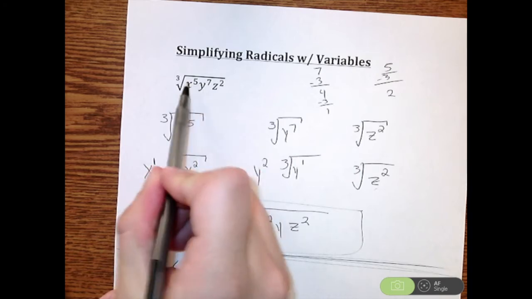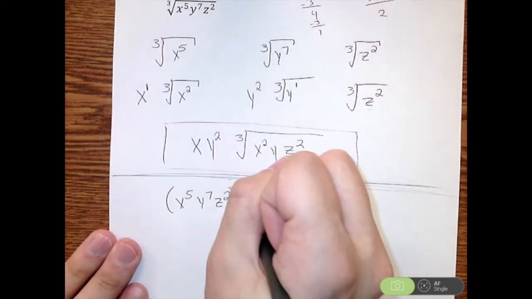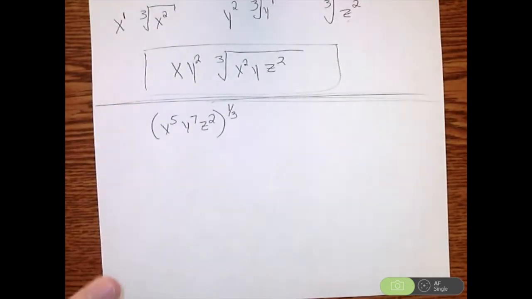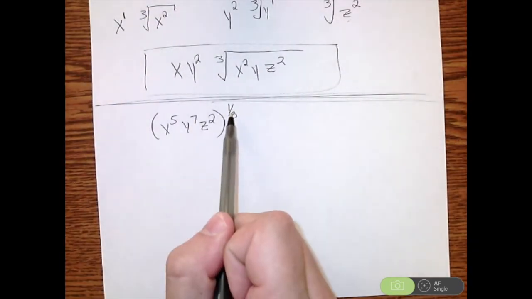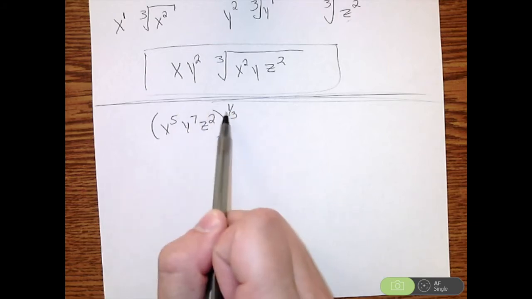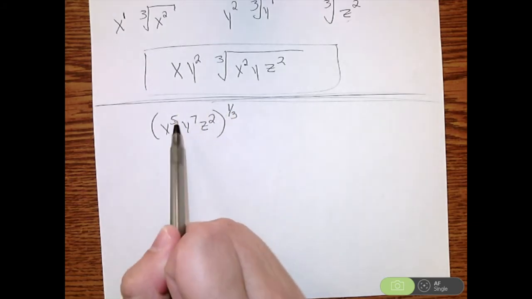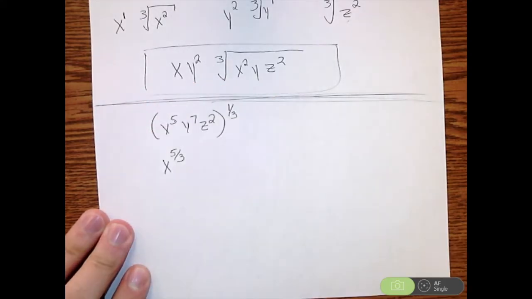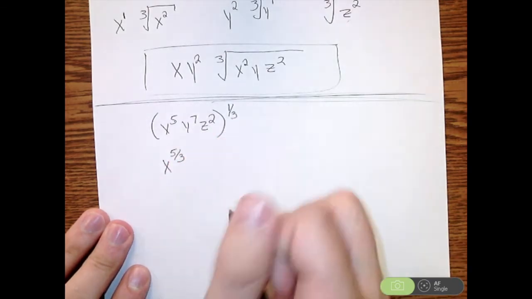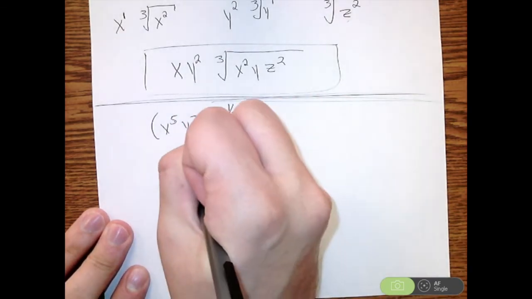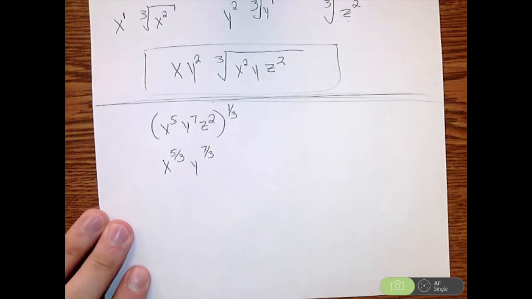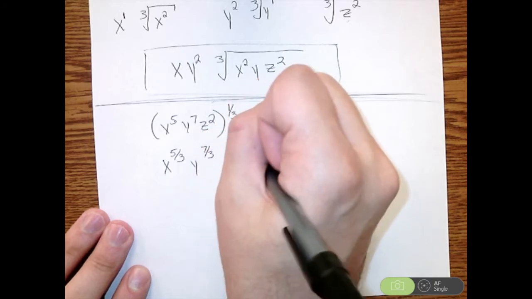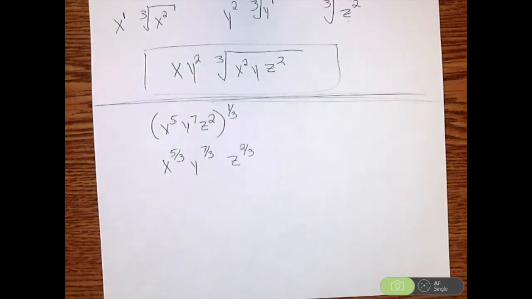If I want to change it from radical form into rational exponents, that's like taking everything to the 1/3 power. Then, using properties of exponents, this 1/3 gets multiplied to each of these exponents on the inside. So I take 1/3 times 5, which is x to the 5/3 power. Sorry, 7 times 1/3 is y to the 7/3 power. And then 2 times 1/3 is z to the 2/3 power.